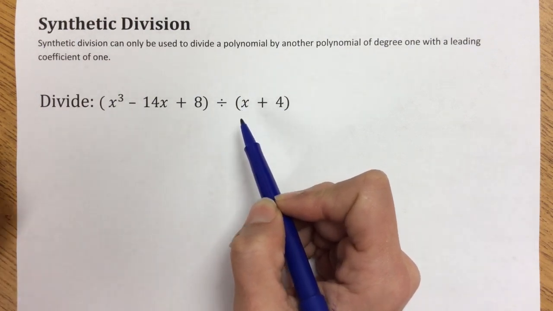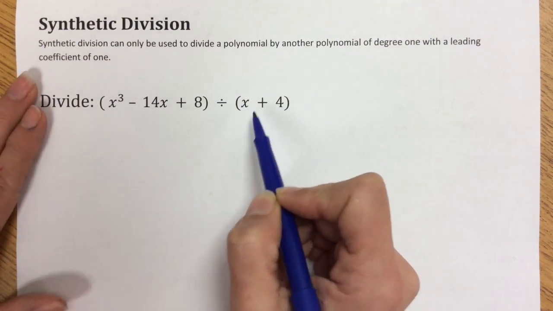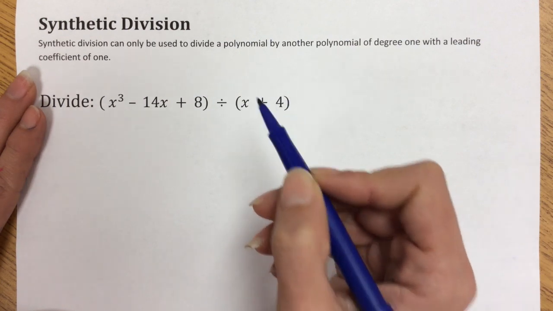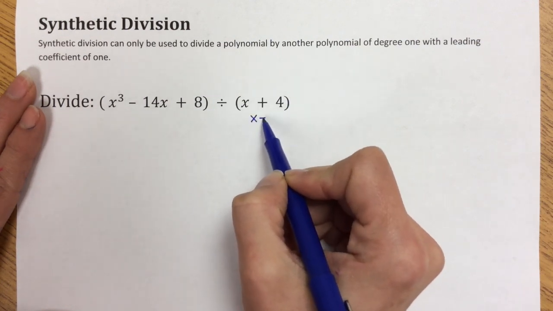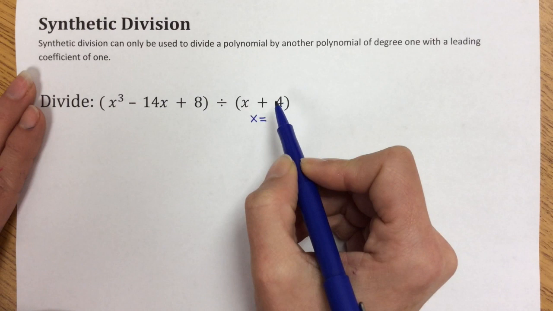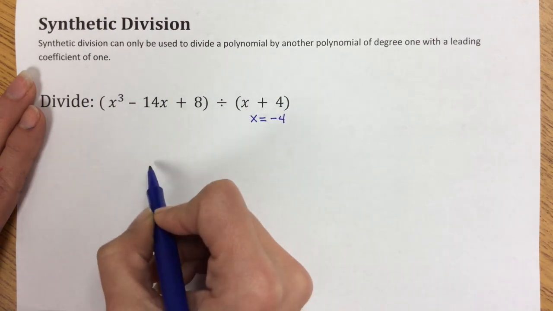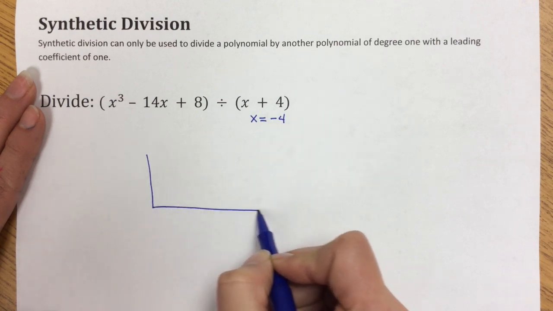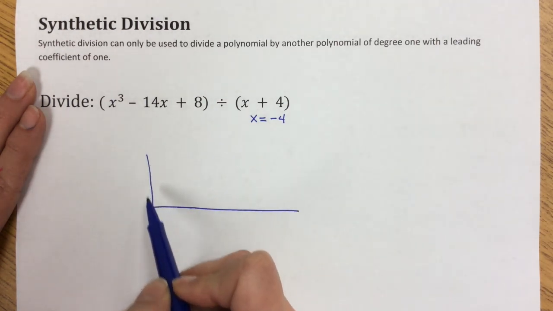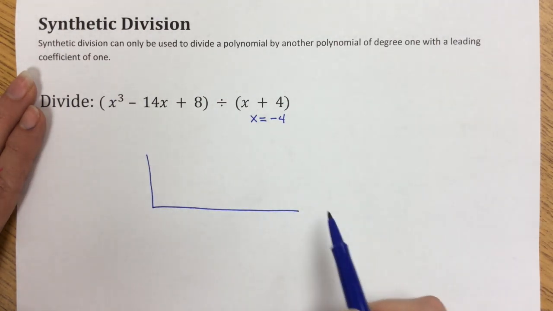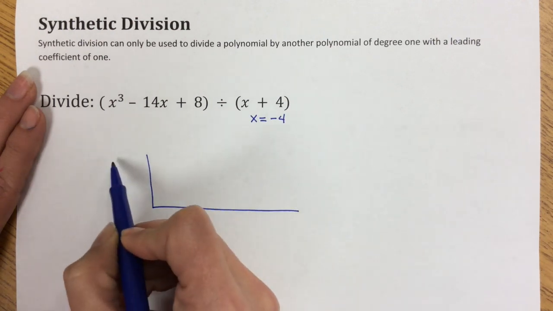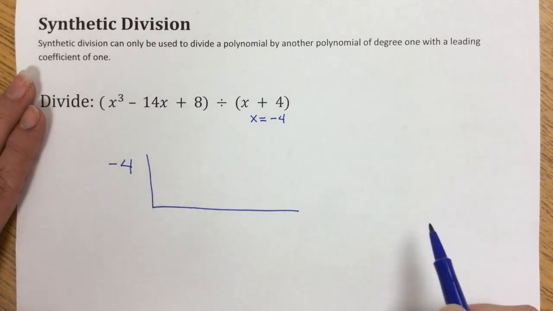If you can use synthetic division, you want to make sure that you turn the divisor into a 0. So we're going to solve it for x and say x equals -4. That is what we are going to put on the outside of this kind of half box, the left and the bottom side of a box. We're going to put this -4 out here.